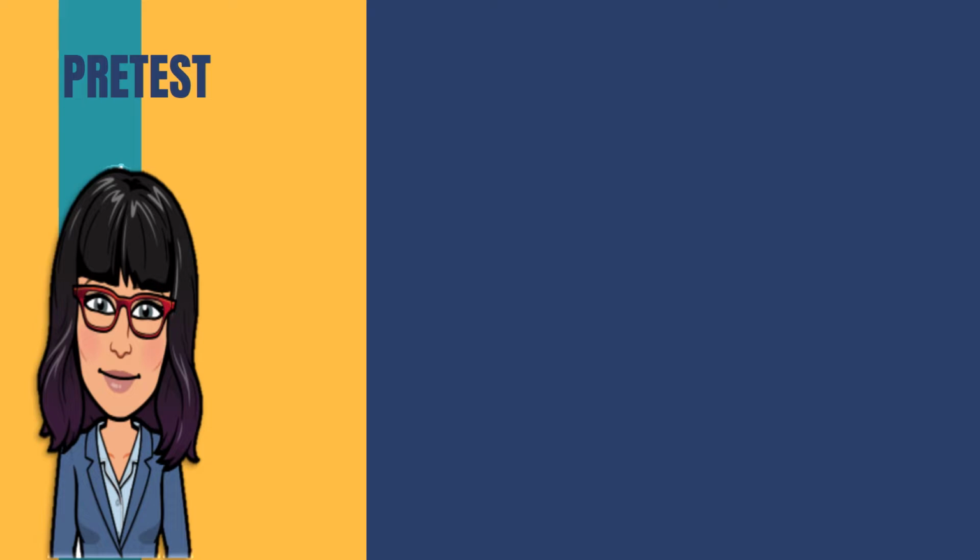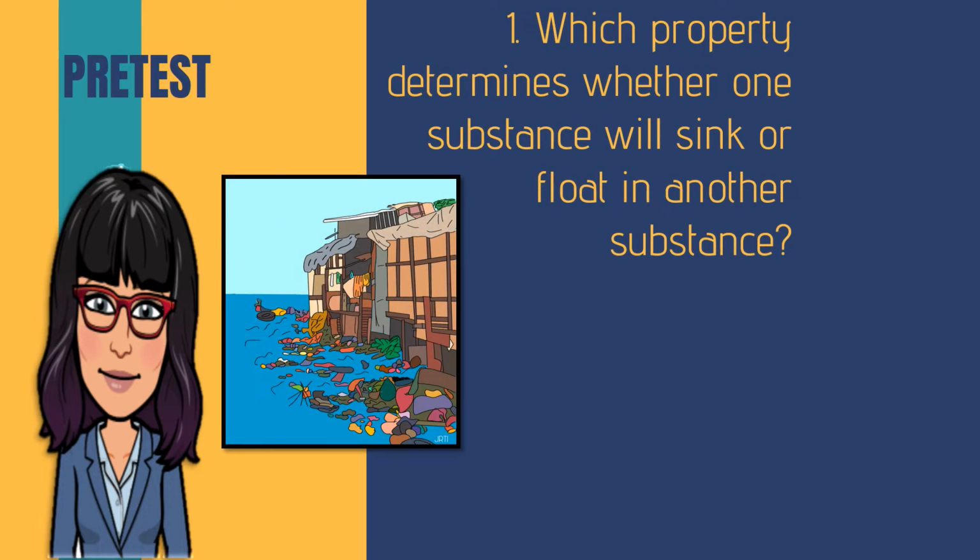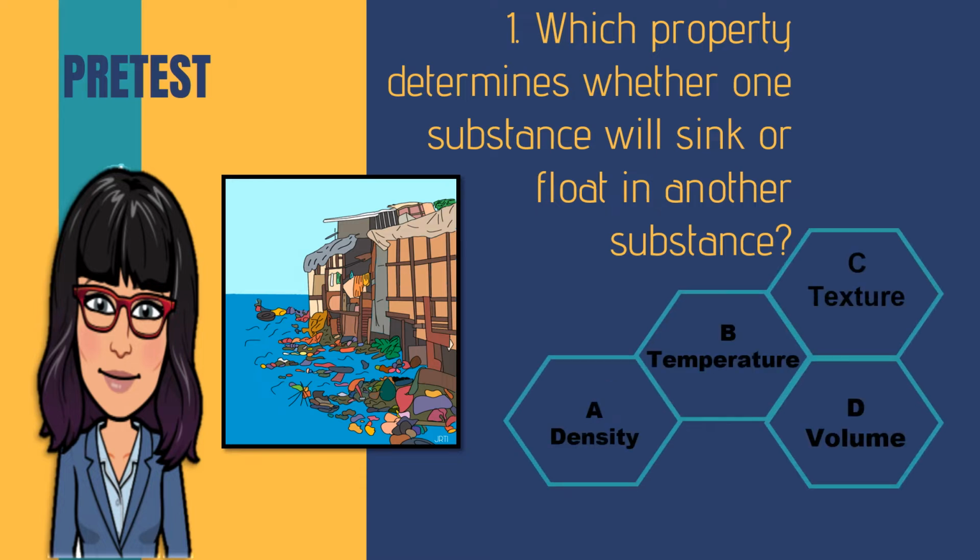Take the first step in assessing yourself on these properties of matter. You may pause the video before going to the choices. First question. Which property determines whether one substance will sink or float in another substance? You may refer to the picture before going to the choices. And the choices are A. Density, B. Temperature, C. Texture, or D. Volume. Think for the answer. And the answer is A. Density.